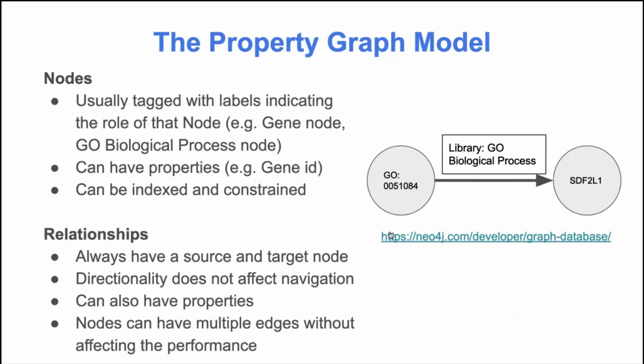That's the type. It also has a property. For example, we have a gene ID. This is not the actual gene ID, but whatever the gene ID of SDF2L1 is.